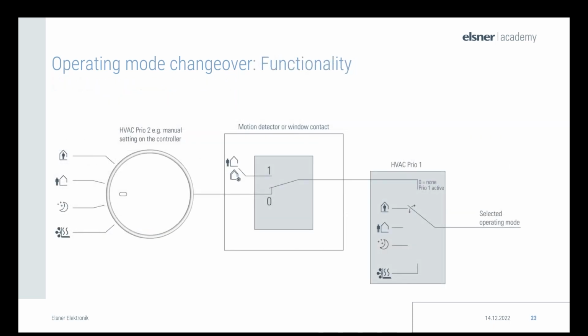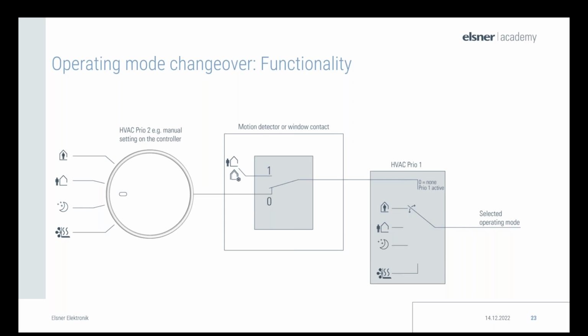Let's discuss the operating mode changeover functionality. As we all know, nowadays energy consumption plays a big role. So we would like to not only control the heating, but also to make the heating smart. For example, we have the ability to turn on the heating when people are actually present in the room and lower the temperature when they are absent. Another possibility is to lower the heating when the windows are open.